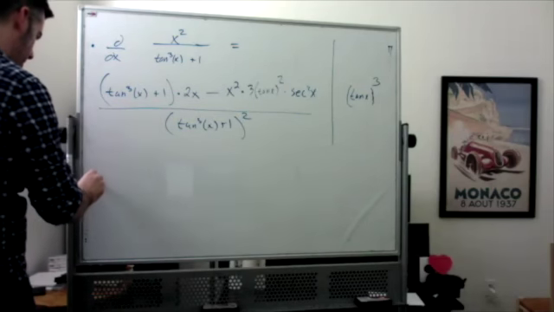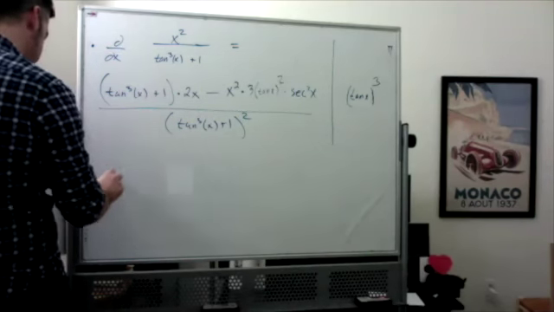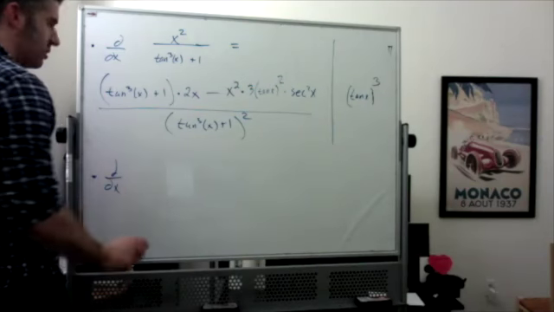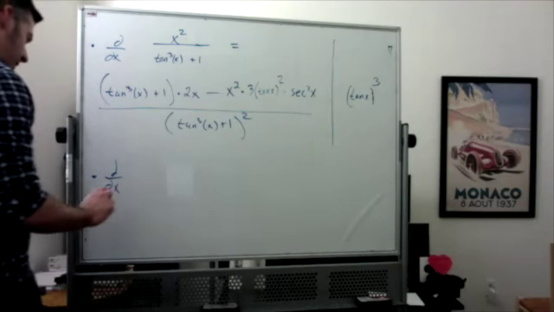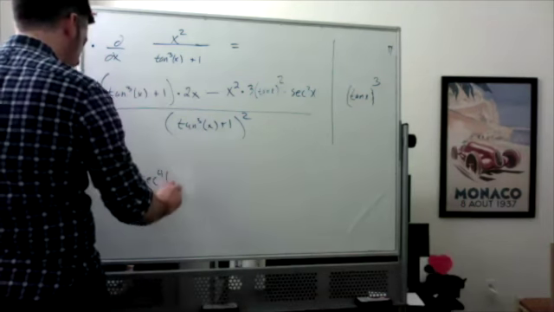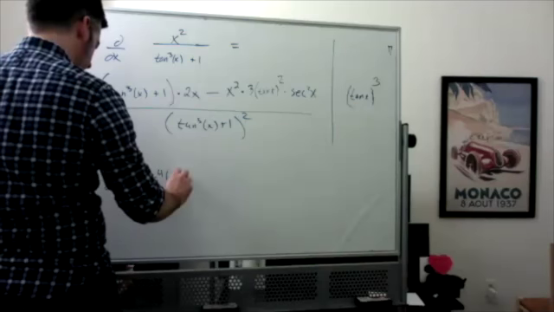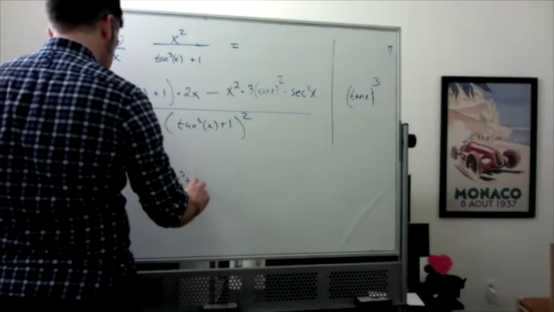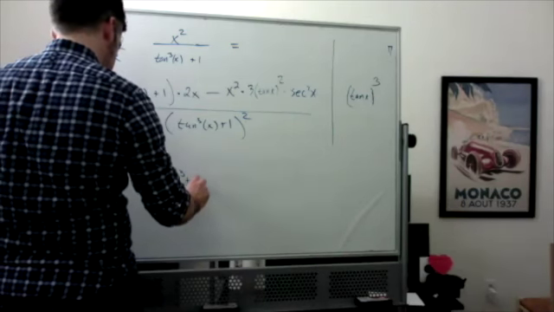Let me give you guys another example. Let's do the derivative of secant to the fourth of x cubed plus cotangent x.